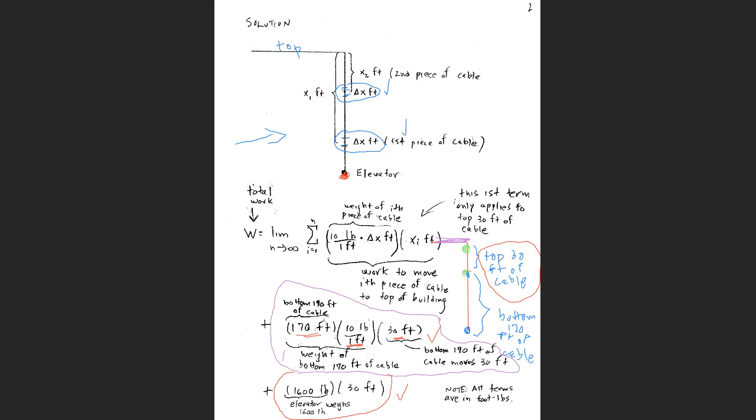The first piece of cable is x1 feet from the top of the building. The second piece of cable is x2 feet from the top of the building. Which piece of cable is going to require more work to bring to the top? The first piece of cable or the second piece of cable?